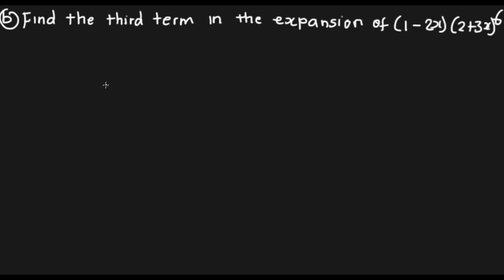Now for question 7b, we are told to find the third term in the expansion of 1 minus 2x times 2 plus 3x raised to the power 6. So how can you expand this? Now if you look at the other bracket, it's very tedious for you to expand 2 plus 3x raised to the power 6 in the form of brackets, because you need to multiply these of the same type 6 times.